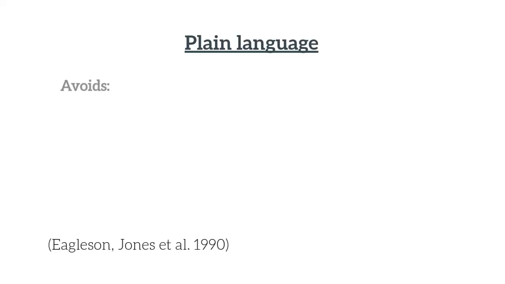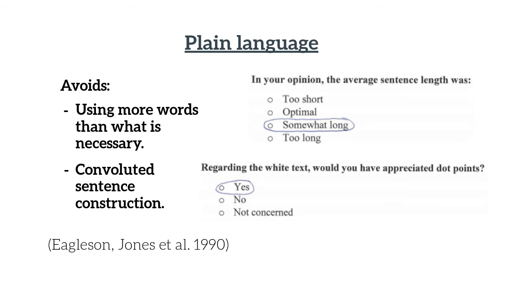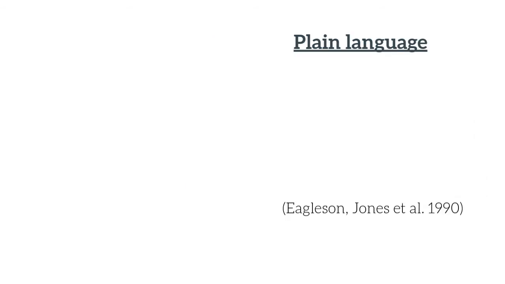However, as defined by Eagleson, plain language avoids using more words than what is necessary and avoids convoluted sentence construction. Results from the questionnaire revealed that 13 of the 20 participants said the average sentence length was somewhat long, and 14 said they would have appreciated dot points. Eagleson also stated that plain language is not a simplified version of English.